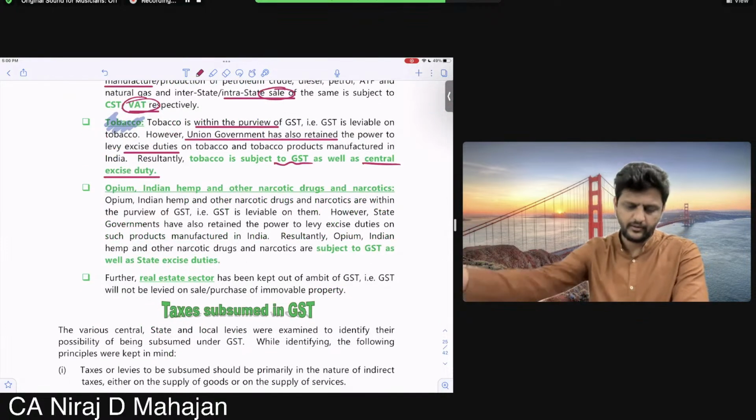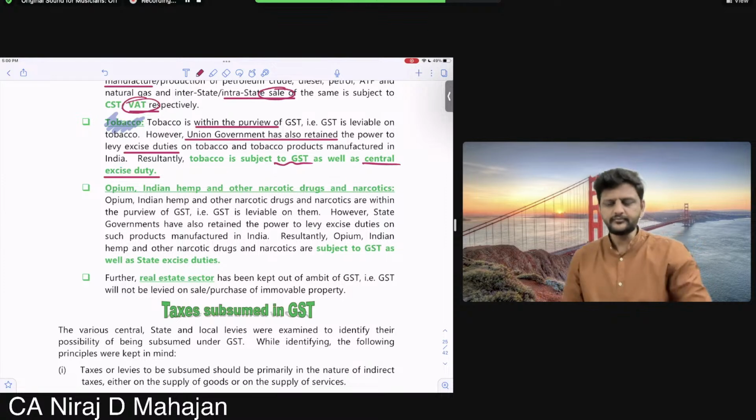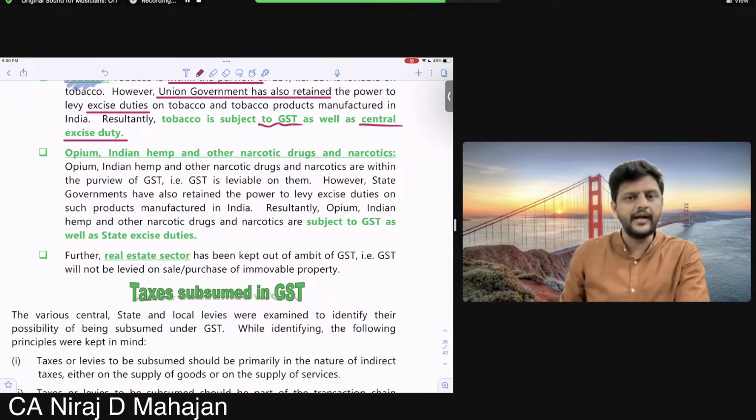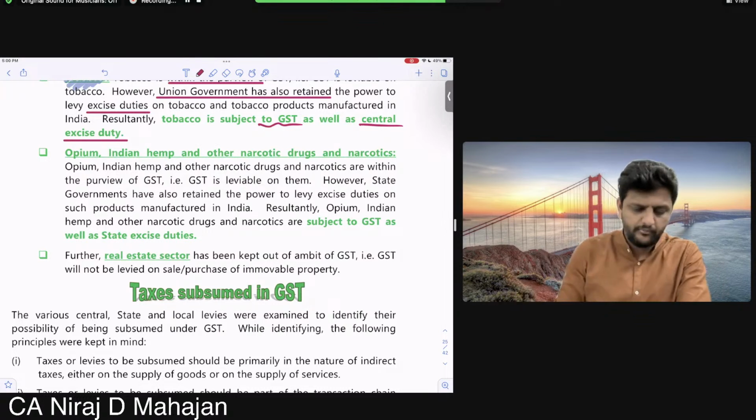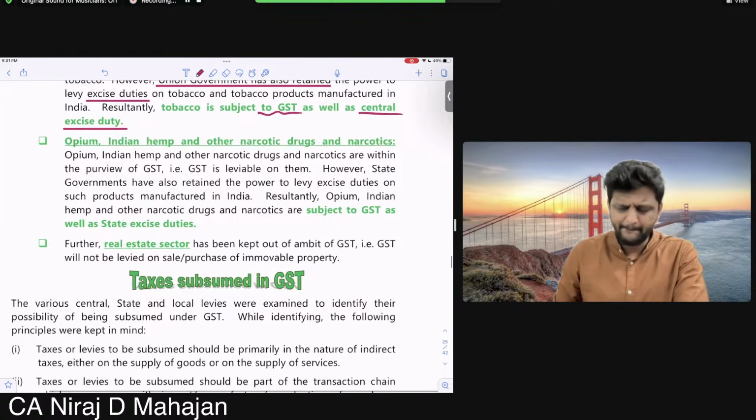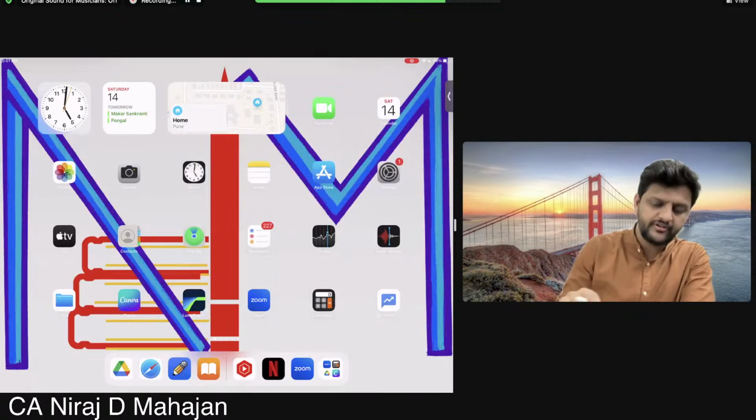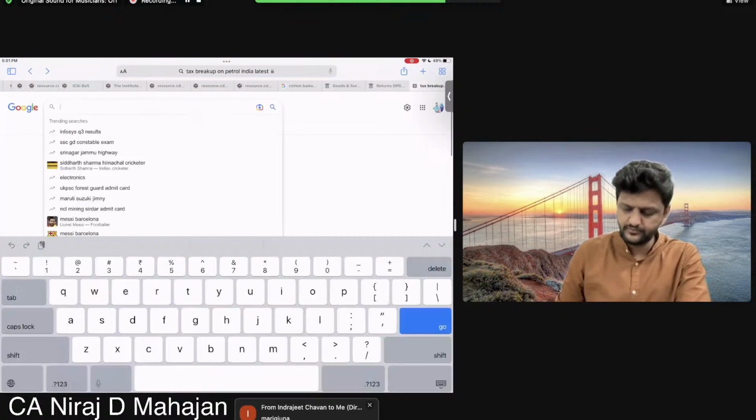Opium, ganja, Indian hemp, and other narcotic drugs and narcotics, but used obviously for medicinal purpose. Okay? What we have there? Drugs, morphine. Morphine is made out of it, no?